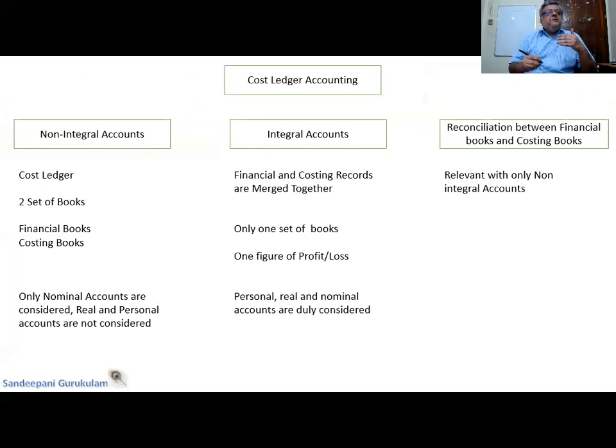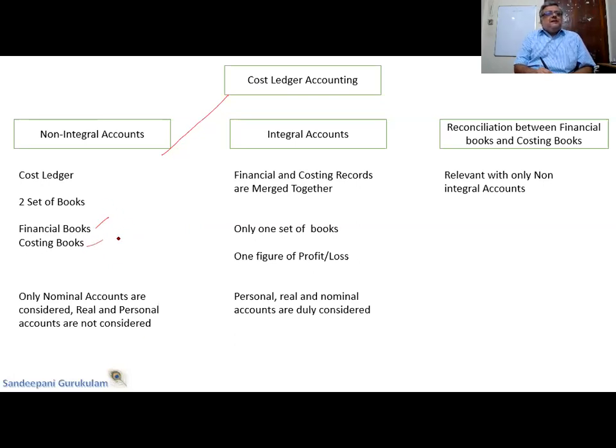Suppose there is going to be a non-integral system. What do you mean by non-integral system? It means keeping the financial books separate and the costing books separate. So there will be two sets of books. In the financial books, you know the normal entries, general entries, and everything. What types of entries come there, you are familiar with. What will the costing books contain?